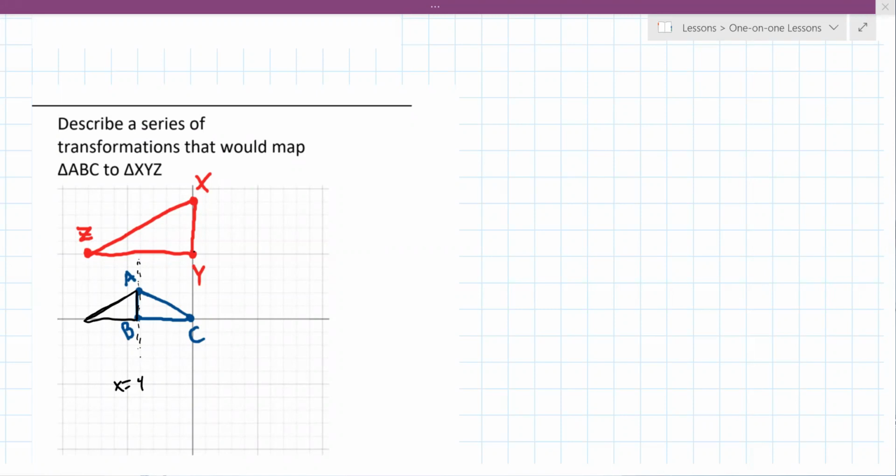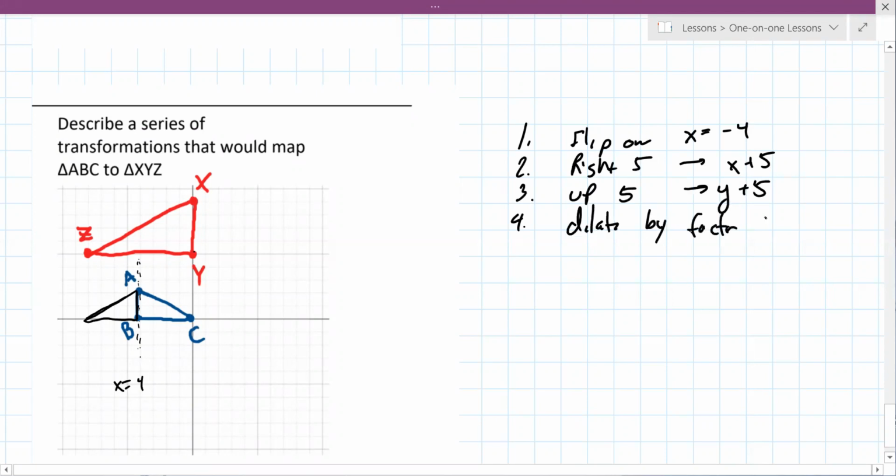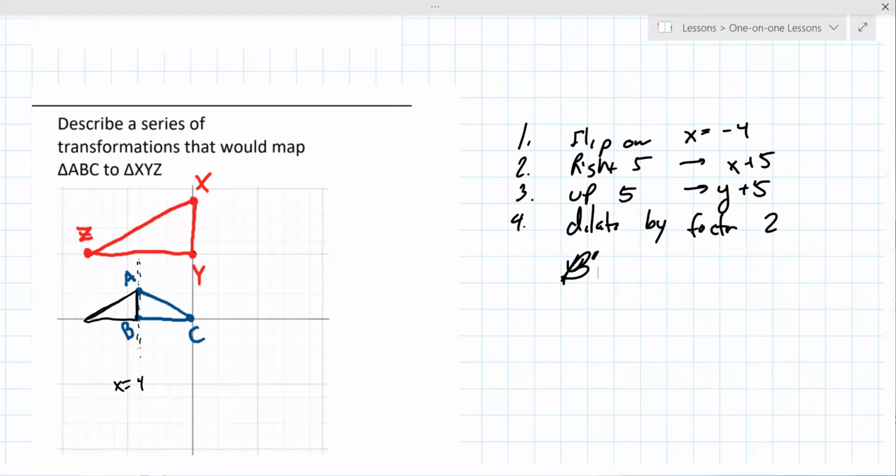Yes. So there's I think 4 things there. 1, 2, 3, 4, and you set them all. You're gonna flip over X equals minus 4. You're gonna go right 5. That's X plus 5. You're gonna go up 5, which is Y plus 5. You're gonna dilate by a factor of 2, but there's one little piece there. You have to say around point Y, or I guess B. If you don't say the point that you're dilating about, it'll be unclear.